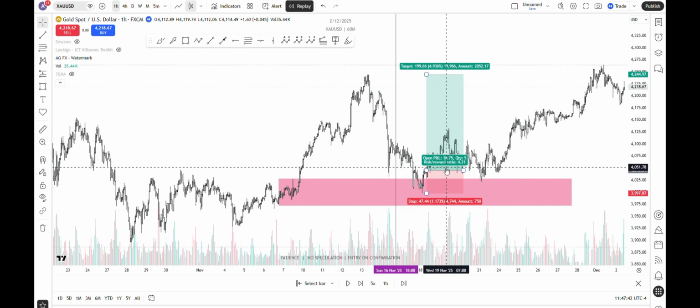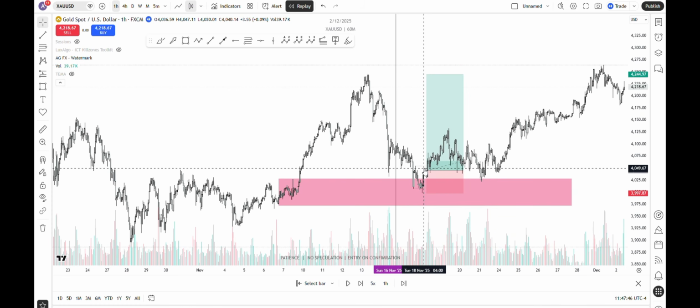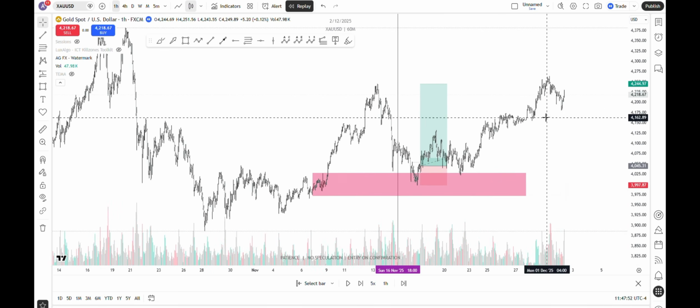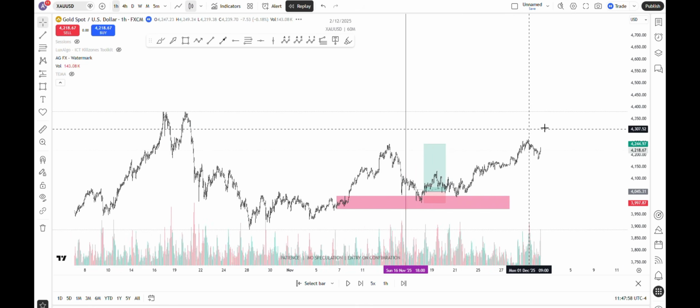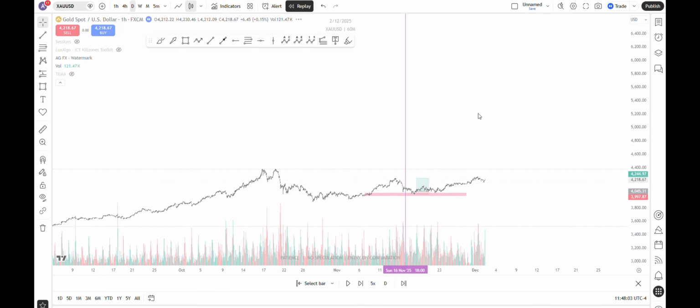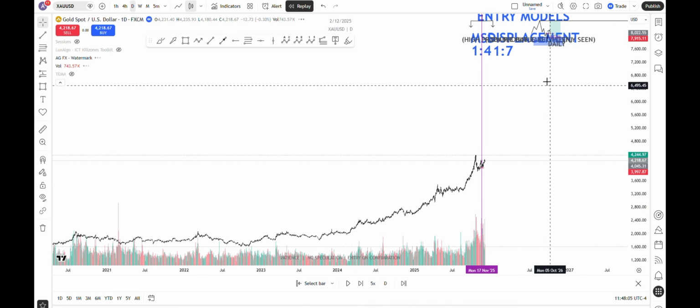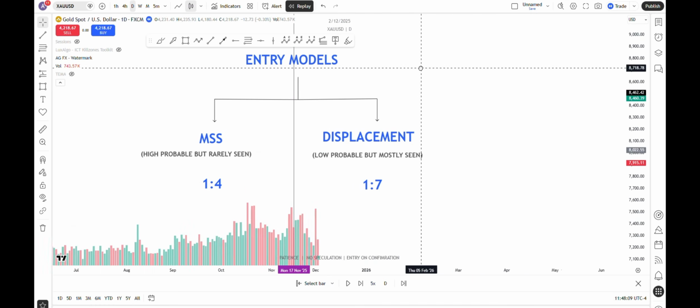Okay, and once again, keep the risk to reward in your mind. If it is not giving you the specific risk to reward that a specific entry model should, then you are not going to really execute that entry. You can take that entry, but once again, this is something that I think you should take note of. Okay, so this is what market structure shift is. Very, very simple. Now let's talk about what is the next kind of entry model, which is displacement.